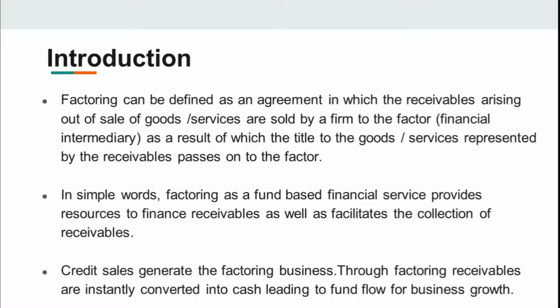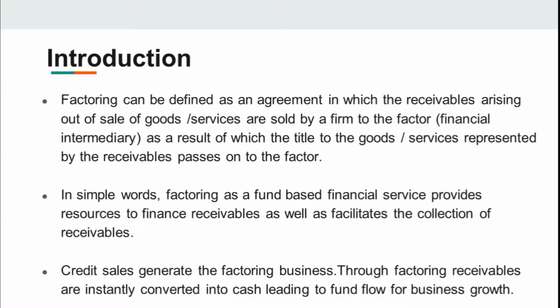Now, this is how the whole factoring business is working. So, the need of the seller is being fulfilled over here. The factor is charging some kind of commission or service charges for providing this service of discounting the receivables. And other than that, the buyer would be making the payment to the factor as decided. So this is all about the factoring business.